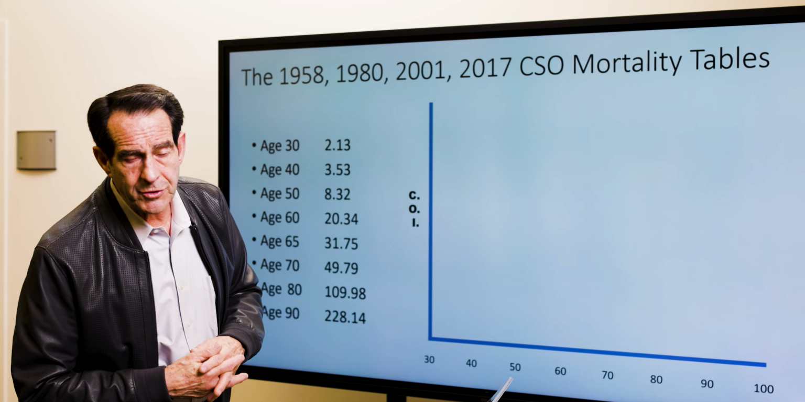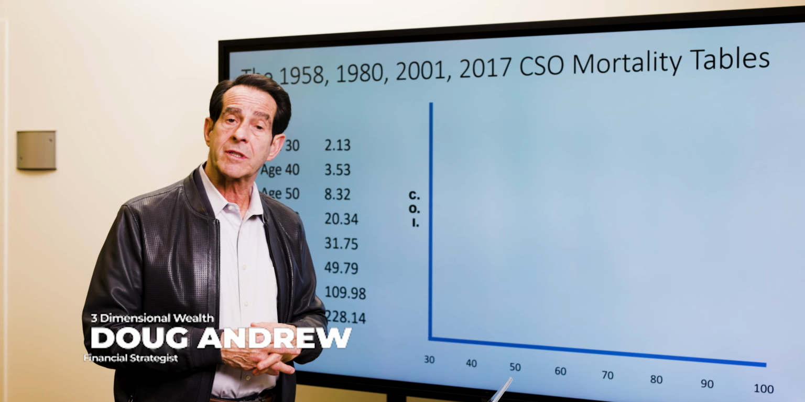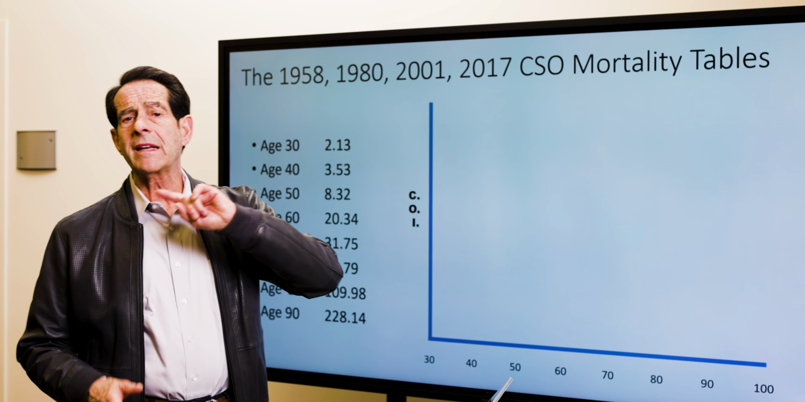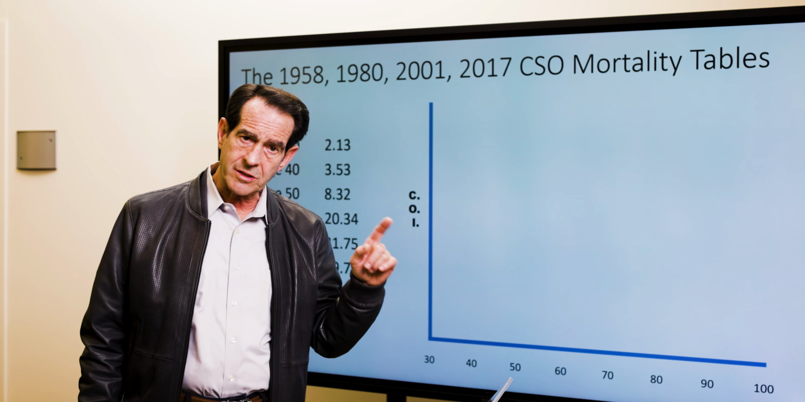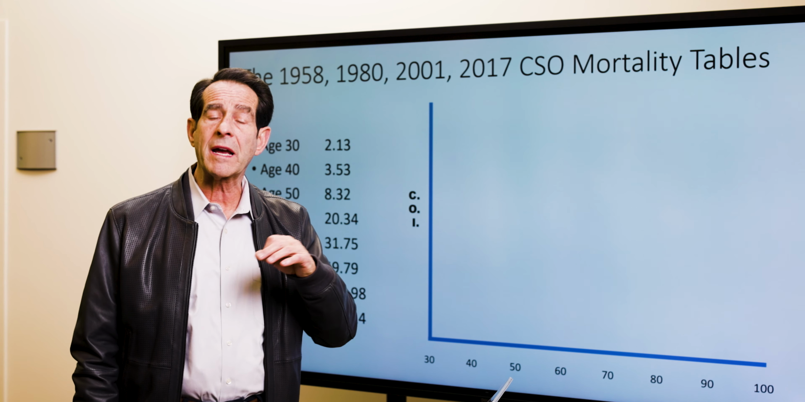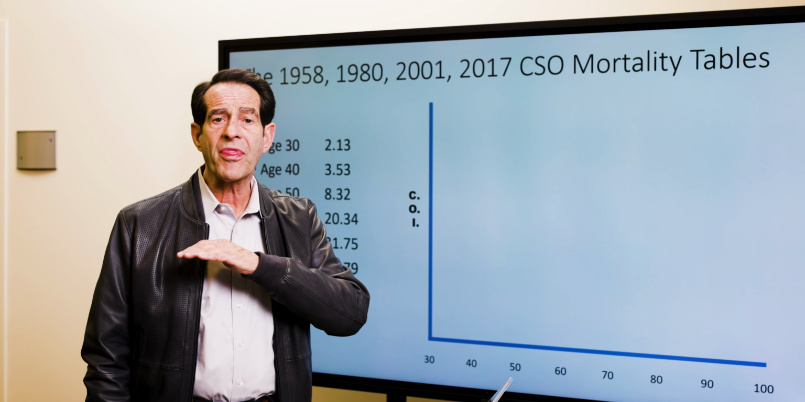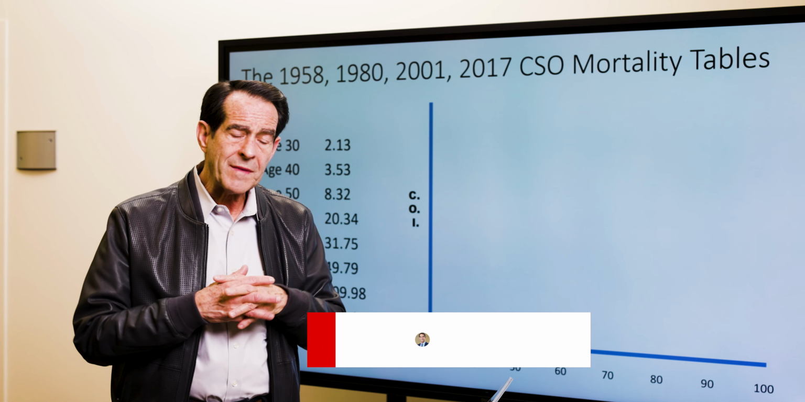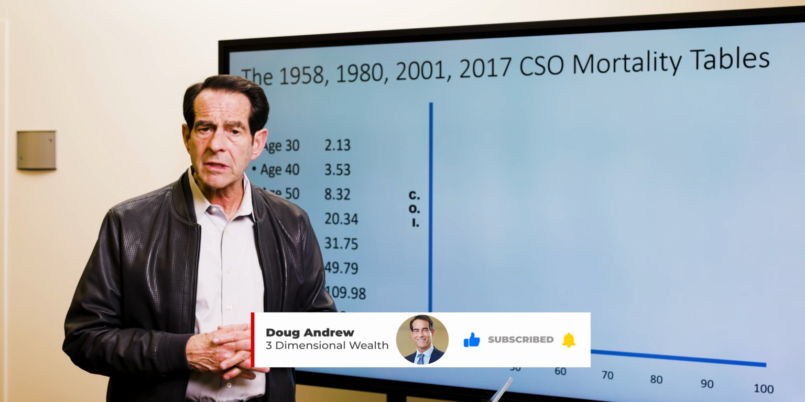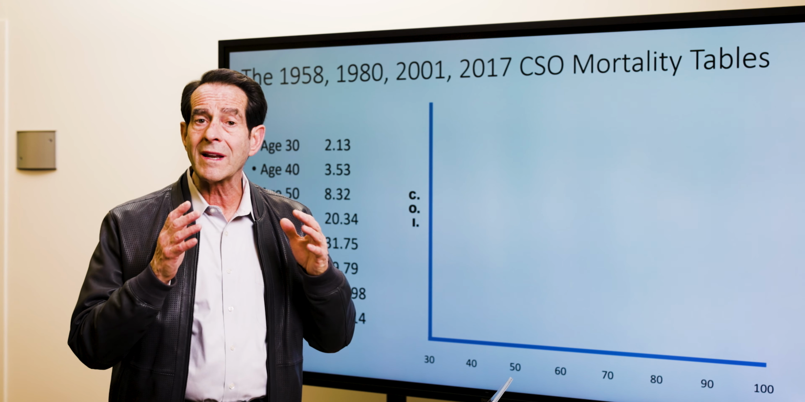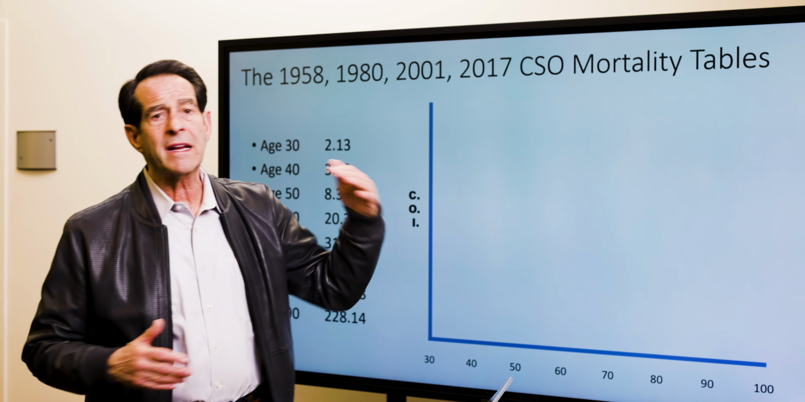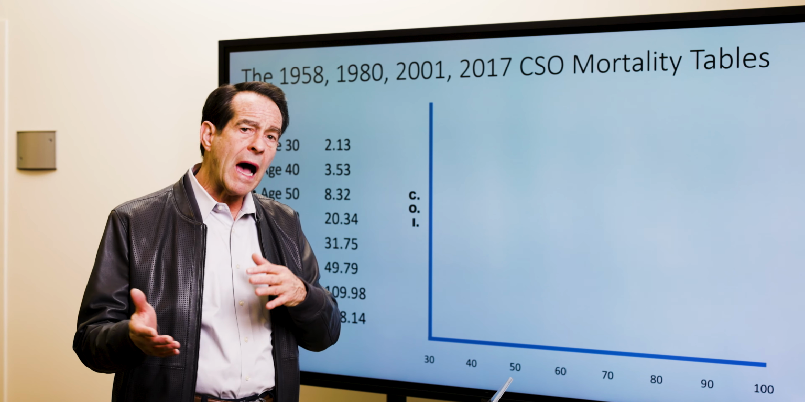So I'm Doug Andrew. I've been a financial strategist and retirement planning specialist now for nearly 5 decades. And clear back in 1974, when I started, I got my Series 1 securities license and also my insurance license. And I've helped thousands of people prepare for long-term goals such as retirement by utilizing life insurance for living benefits.